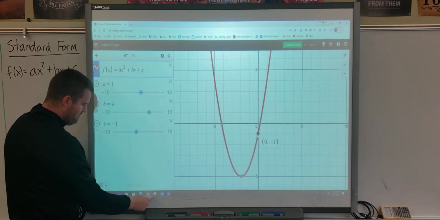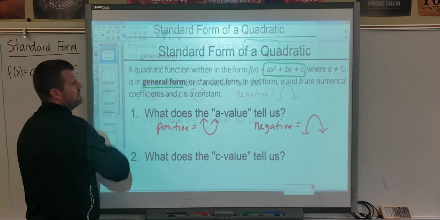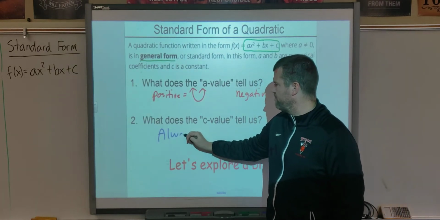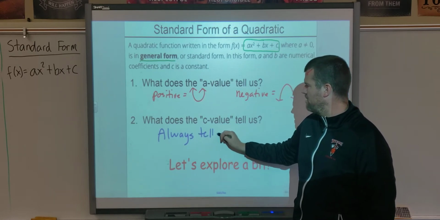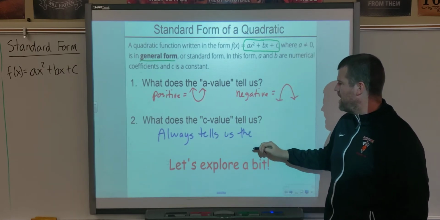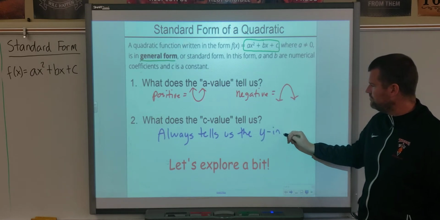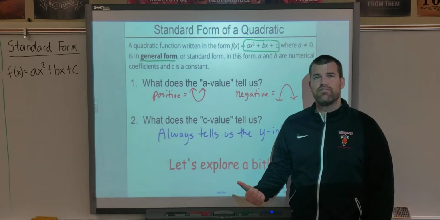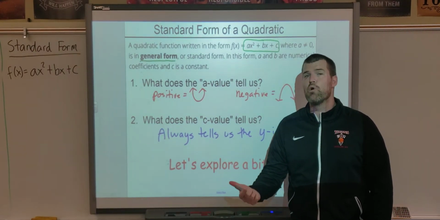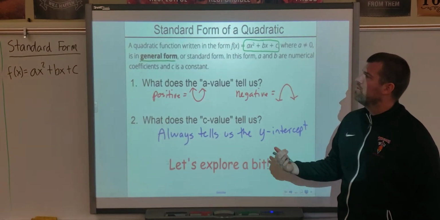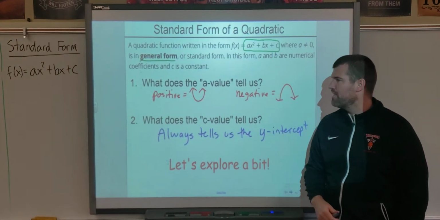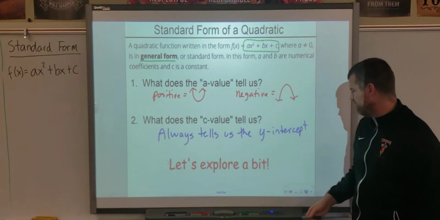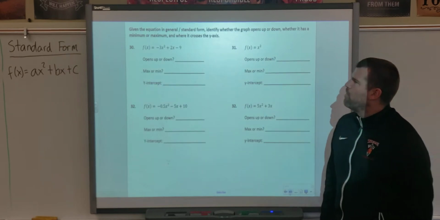So the c value, going back to the lesson, is always the y-intercept. Just like factored form gives us the x-intercepts, both x-intercepts, standard form will give us the y-intercept. And when we learn vertex form next week, guess what that's going to tell us? The vertex.